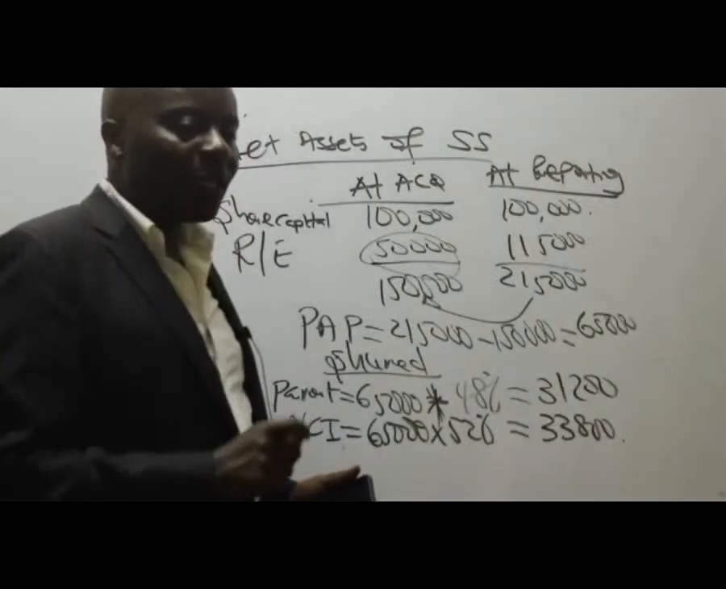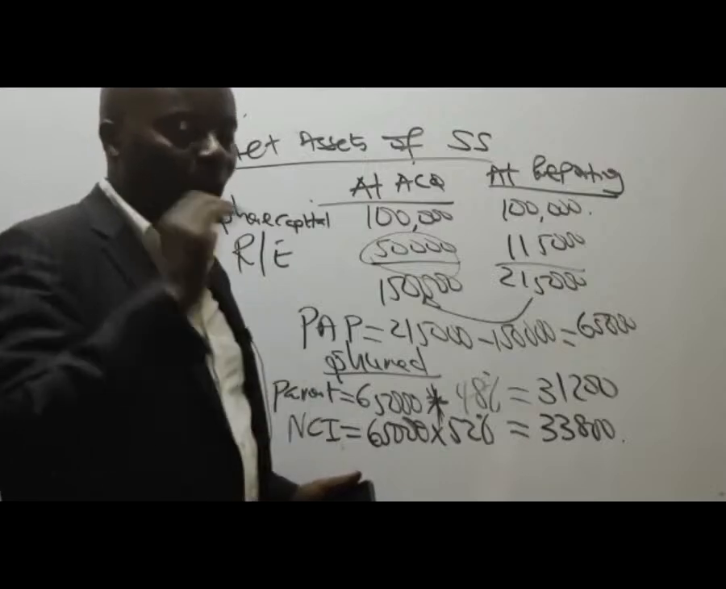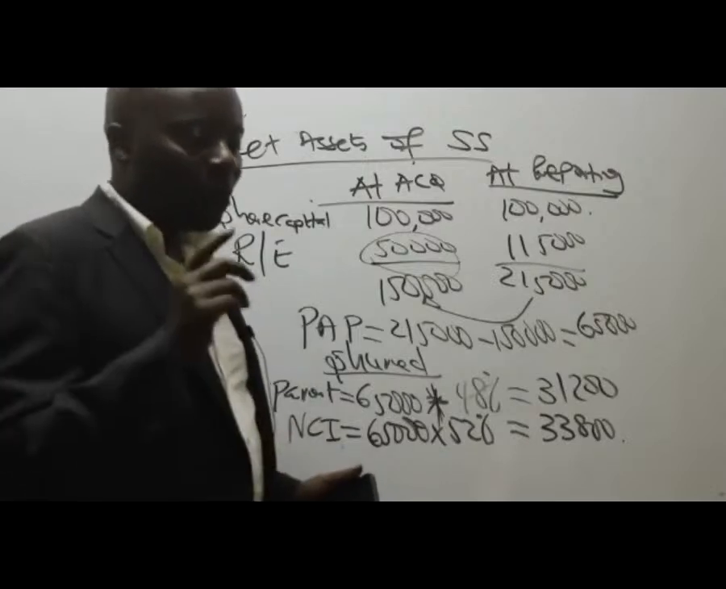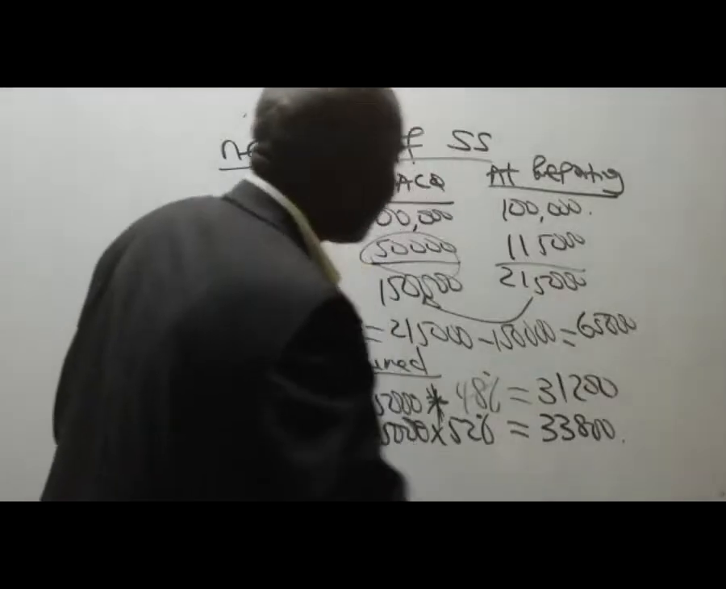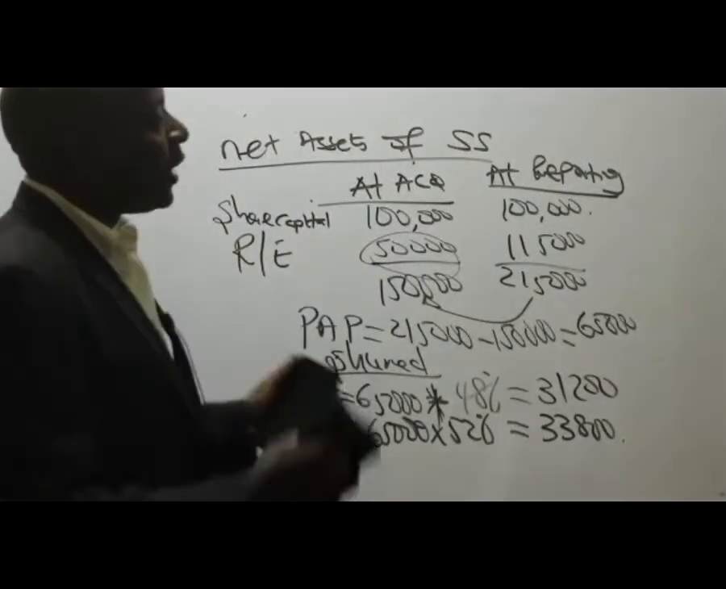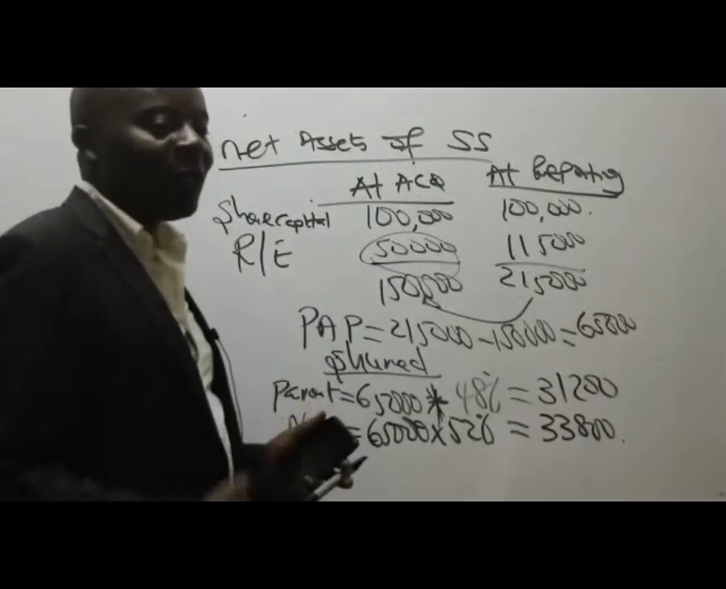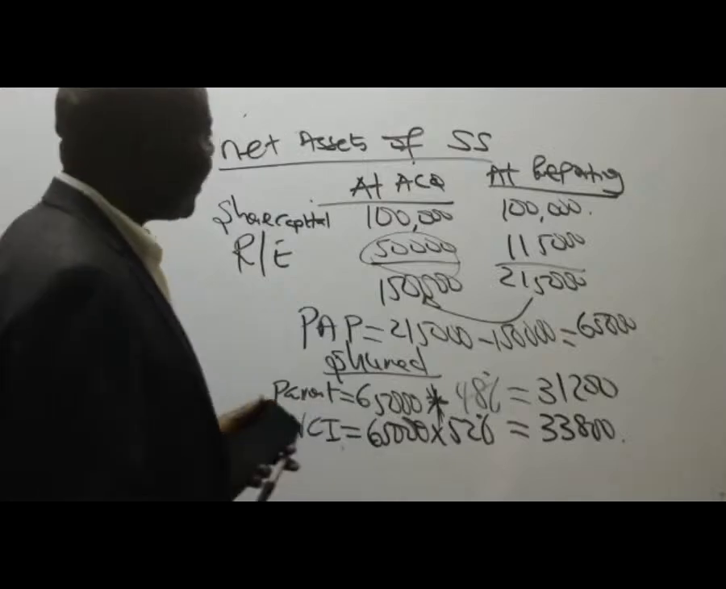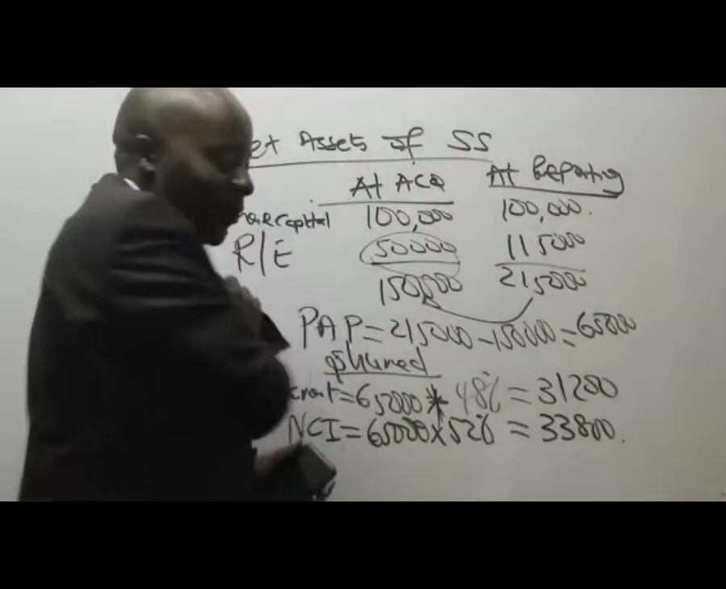After net assets, of course, we know that the next thing will be goodwill. So I would want to give you 1 minute, each one of us, to calculate the goodwill. Goodwill is normally computed for the subsidiaries. So go ahead and give me goodwill of the first one.